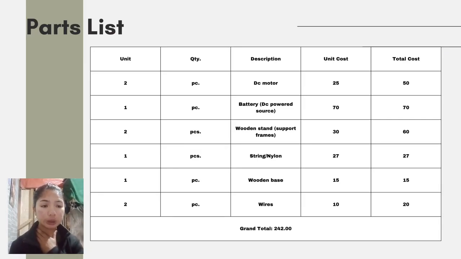For this project, we will need two pieces of DC motor, which is 25 each. So we have 50 pesos in total, and one piece of battery, that is a DC power source, that is 70 pesos, and two pieces of wooden stand that will act as support frames, that is 30 each. So we have 60 in total, and one piece of string or nylon, that is 27 pesos, and one piece of wooden base, that is 15 pesos, and lastly, two pieces of wires, that is 10 pesos each. So we have 20 in total. So to sum it up, the total cost of all these materials, these parts, is 242 pesos.